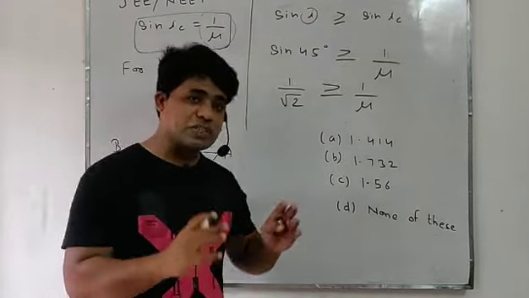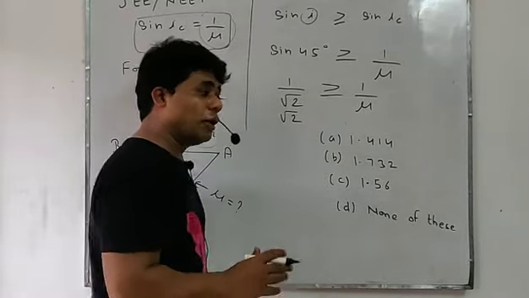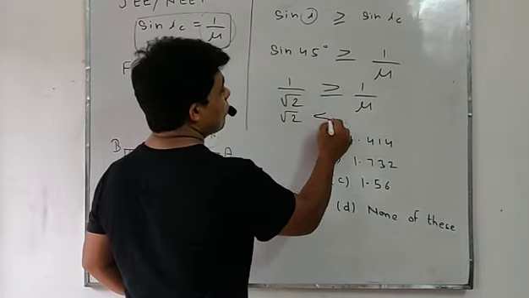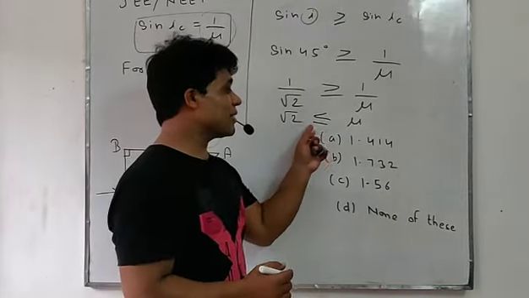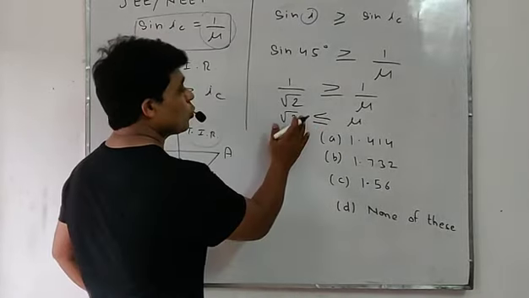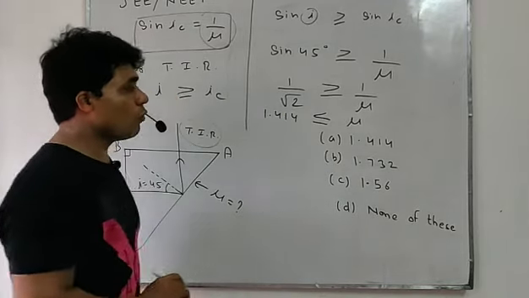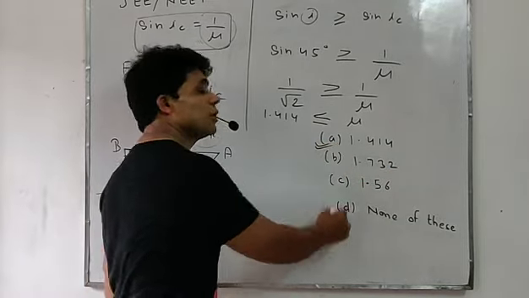Taking the reciprocal on both sides, 1 upon root 2 becomes root 2. On taking the reciprocal, the sign will also change, so root 2 is less than or equal to mu. And what is root 2? We know it is 1.414. So the value of mu is 1.414. Option A is the correct option.